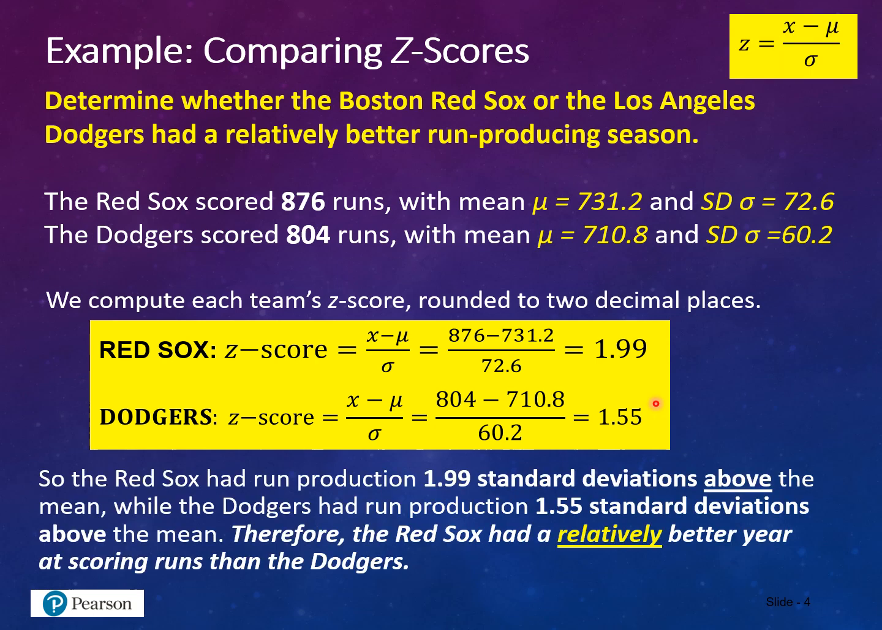And what this means is that the Red Sox had a run production 1.99 standard deviations above the mean, while the Dodgers had a run production 1.55 standard deviations above the mean. So what this means is that the Red Sox had 2 standard deviations above their average, while the Dodgers only had 1.5 standard deviations above their average. Therefore, the Red Sox had a relatively, and this is important, relatively better year at scoring runs than the Dodgers when you compare it with their historical averages or means.